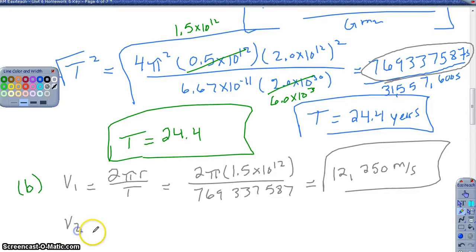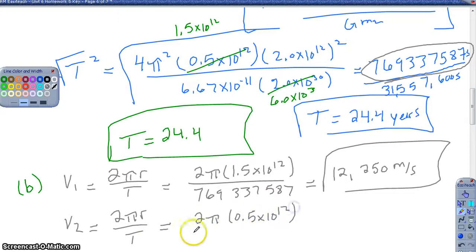And then the orbital velocity of the larger one, I use the exact same equation, 2 pi r over t, because I know both of those measurements. The only thing that I change here, right, is instead of 1.5, I'm using 0.5 because it doesn't travel as much of a radius, right? It doesn't travel as far. Using the exact same time, though, and then calculating that measurement, I get about 4,080 meters per second.